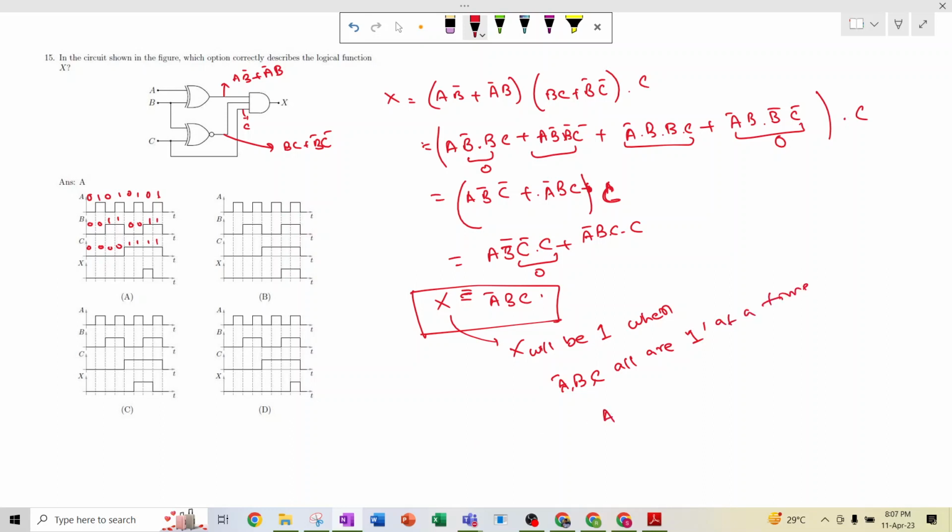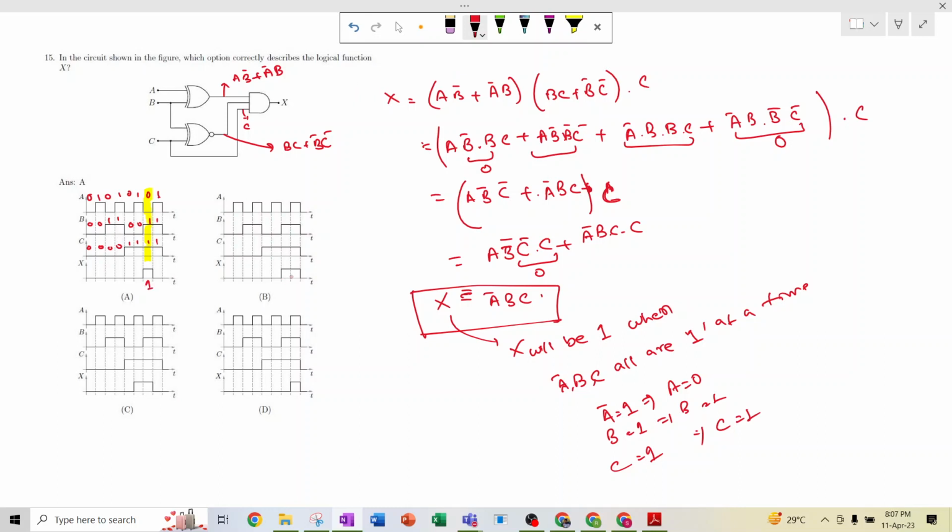That means a bar is equal to 1, b is equal to 1, c is equal to 1. So this implies that a is equal to 0, b is equal to 1 and c is equal to 1. So where it is 0 1 1, only in this condition the output will be 1. You understood, right?